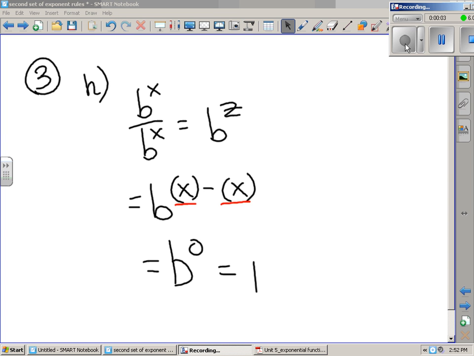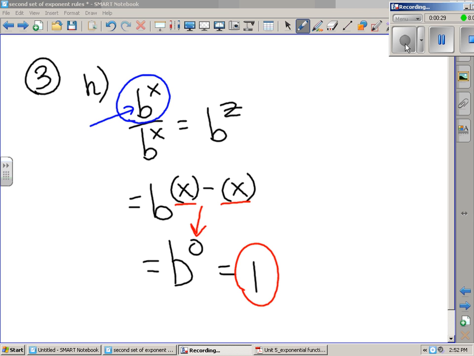I'm going to start where we left off in the last video. In the last video, we were on page 332 in our books. We were on number 3, letter H, the last problem. We had just found that x minus x was equal to 0, and that anything to the 0th power was equal to 1.